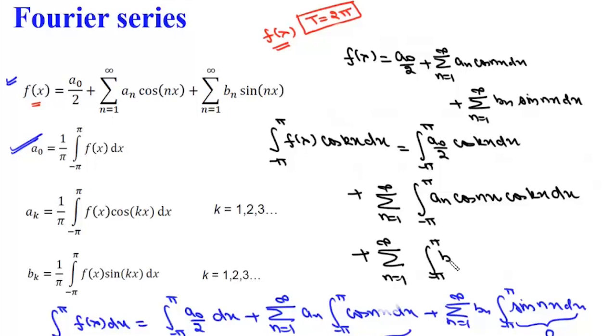from minus pi to plus pi of bn sin nx into cos kx dx. Now the value of this first integral will be simply 0 because the integration of cos will be sine, and sine n pi will always be 0. Now this second integral is also 0 because it is an odd function, and an odd function from minus a to a will always be 0.